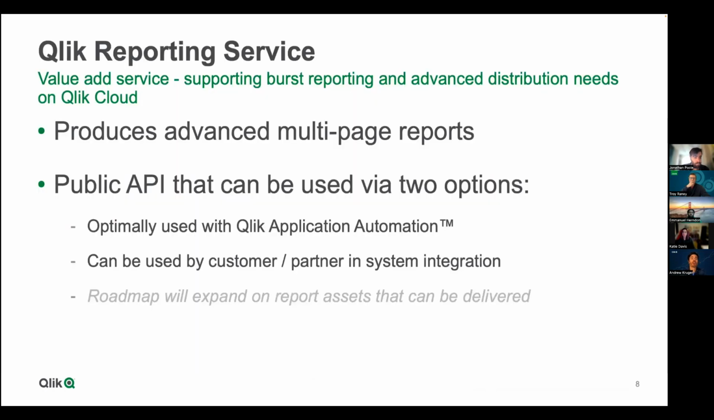So then let's just talk about that. The Qlik Reporting Service is a value add service that supports burst reporting and advanced distribution needs. At the moment, it's producing advanced multi-page reports from Qlik Sense apps, a sheet-based composition, and we're going to look a little deeper at that in a moment. It's a public API that can be used really in two ways at the moment, which is optimally used with Qlik Application Automation, or of course, you can extend via system integration and APIs. And the reporting roadmap will continue to provide more capabilities in the future as well.